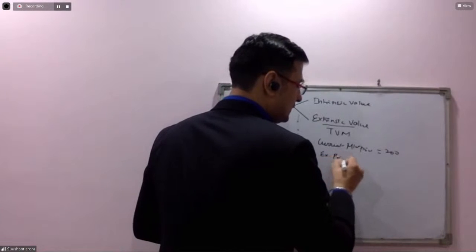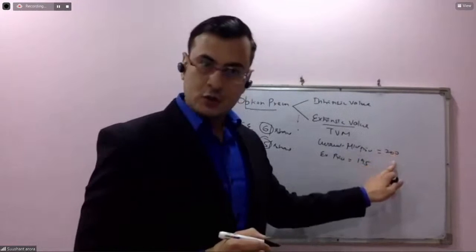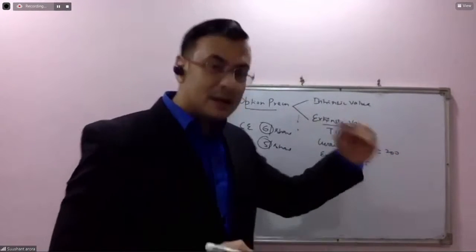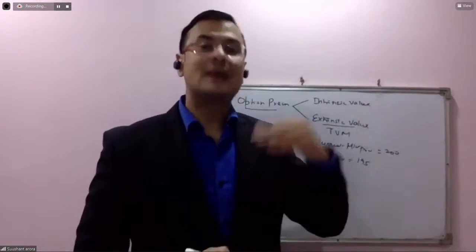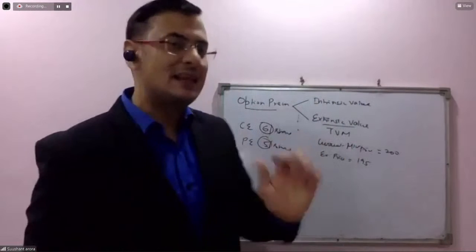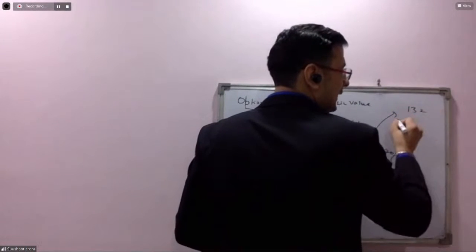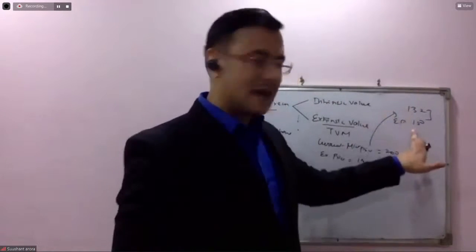Exercise price is 195. See very carefully. In most of the questions that we have done, the market price was lower and the exercise price was higher when we are buying a call option. Just like in the last question, my market price was 132 and exercise price was 150. So market price was higher than exercise price.